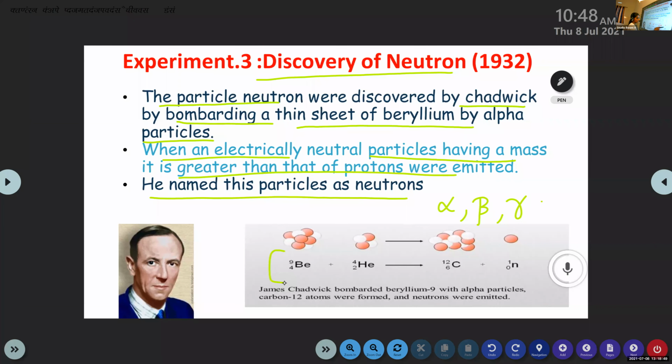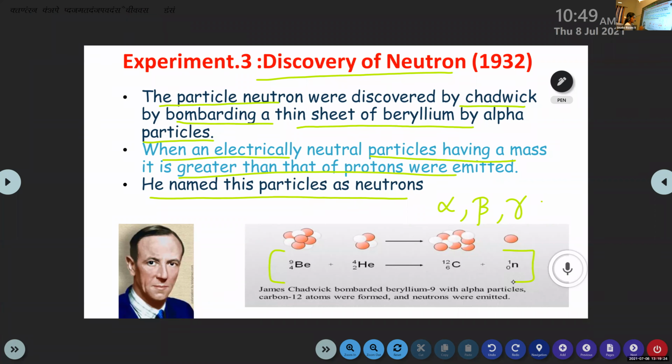And this is the chemical equation related to bombarding of thin sheet of beryllium. Symbol of beryllium is Be, and its atomic number is 4, mass number is 9. We always write the atomic number at the bottom left of the symbol of that element, and mass number always at the top left.